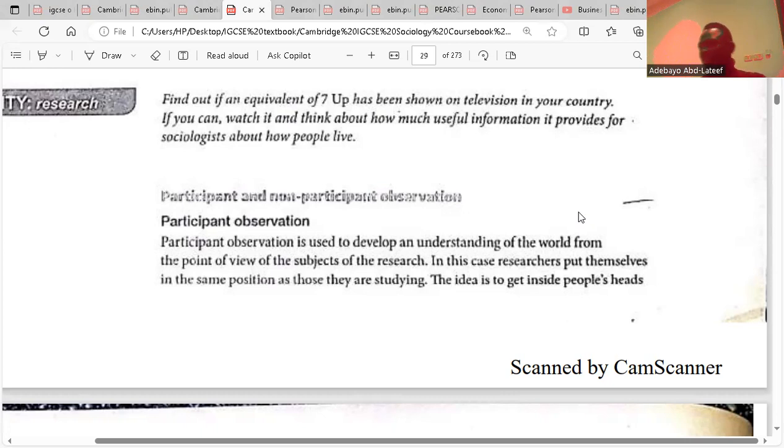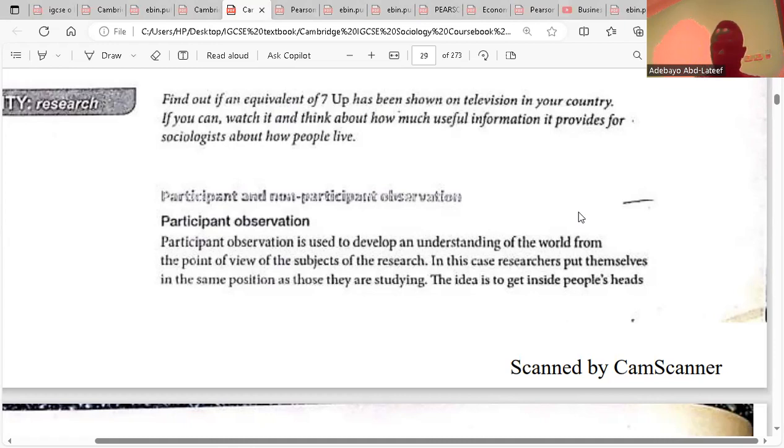That is participant observation. So the researcher becomes an observer while at the same time participating, so that he or she can understand why and what makes those people behave the way they are behaving. For participant observation, this simply means that research is going on, but this research involves the researcher being involved in the group. So that means you want to see things from the point of view of those being observed. That is participant observation.